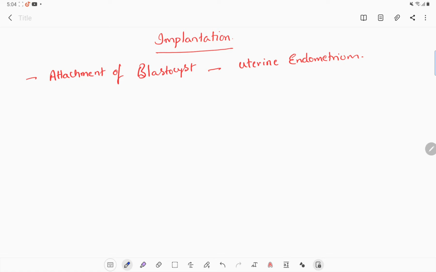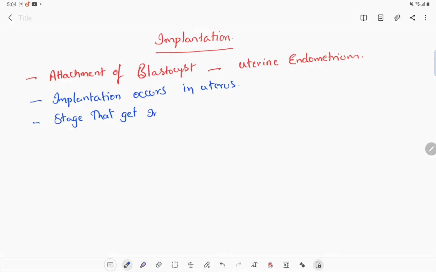Then when does implantation occur, or where does implantation occur? First let us see where implantation occurs. Implantation occurs in the uterus. Then what is the stage that gets implanted? The stage that gets implanted is the blastocyst.